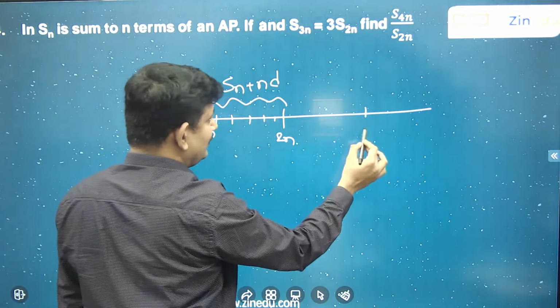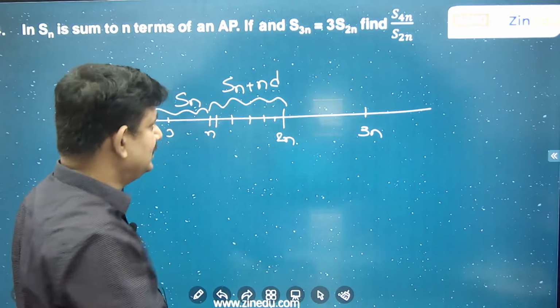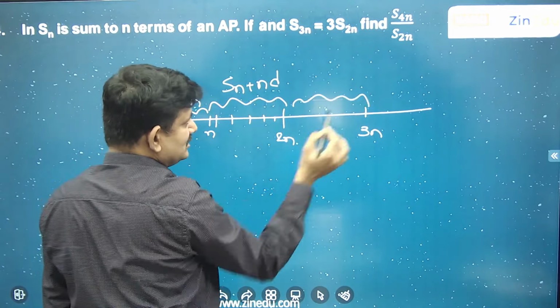Again observe here, for the sum of the first 3n terms, after 2n, the terms 2n plus 1 to 3n. If you observe the sum of these terms, again every term will be 2d more than the corresponding term from the first block. So this will be Sn plus 2nd. Up to 4n is what we are discussing. So this part of the summation will be Sn plus 3nd. As simple as that. Now what is given?